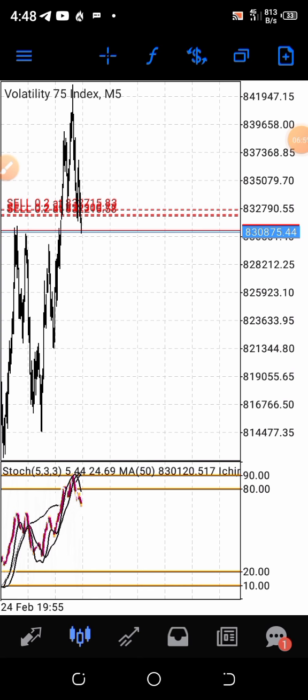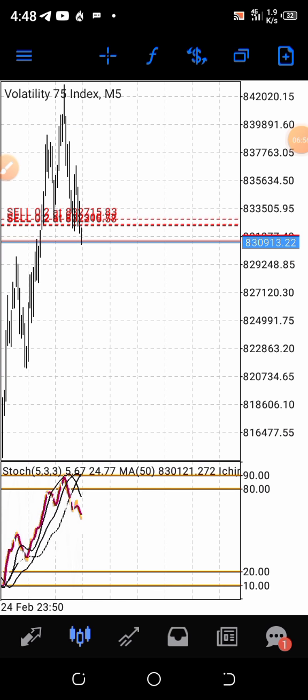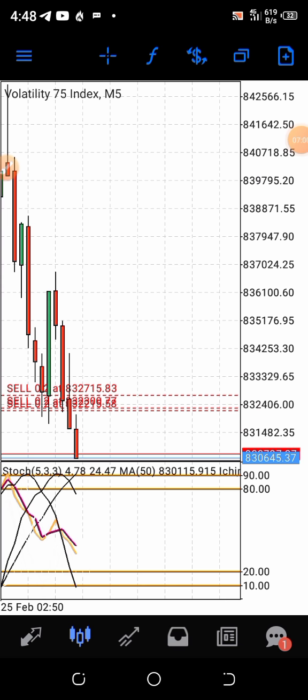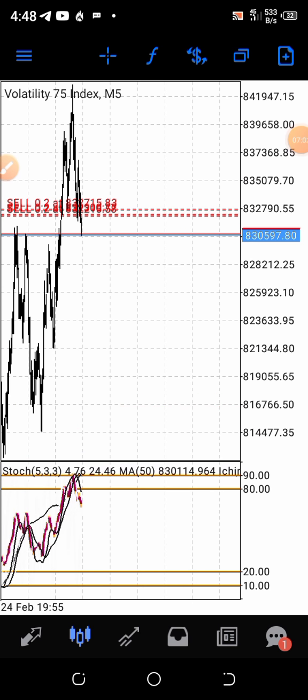You have to see the cross or crossing when you zoom out completely. You don't have to zoom in this way. I'm zooming in just to explain this. But the condition for this trade, you have to zoom out completely.